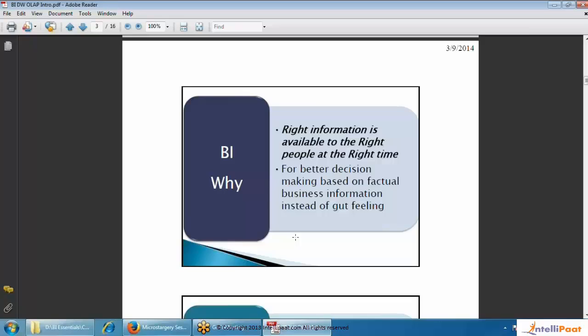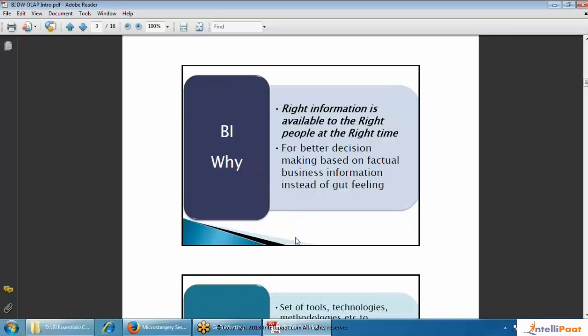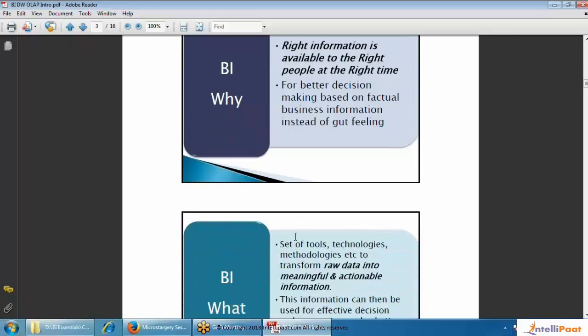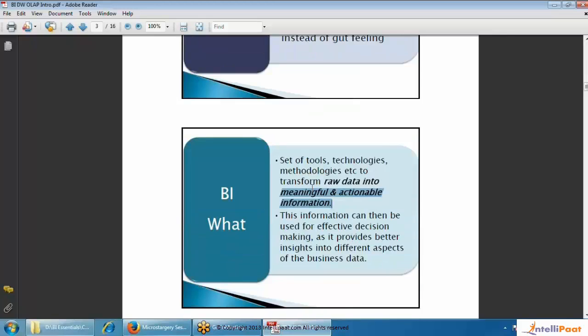And then, as you probably know since you are into BI, this is about better decision making based on facts, etc. Again, from a technological perspective, there is a definition of BI. BI is not a tool or a technology, it's actually a paradigm. It's a set of tools, technologies, best practices, which convert raw data into actionable information. And then this information can be used for decision making.